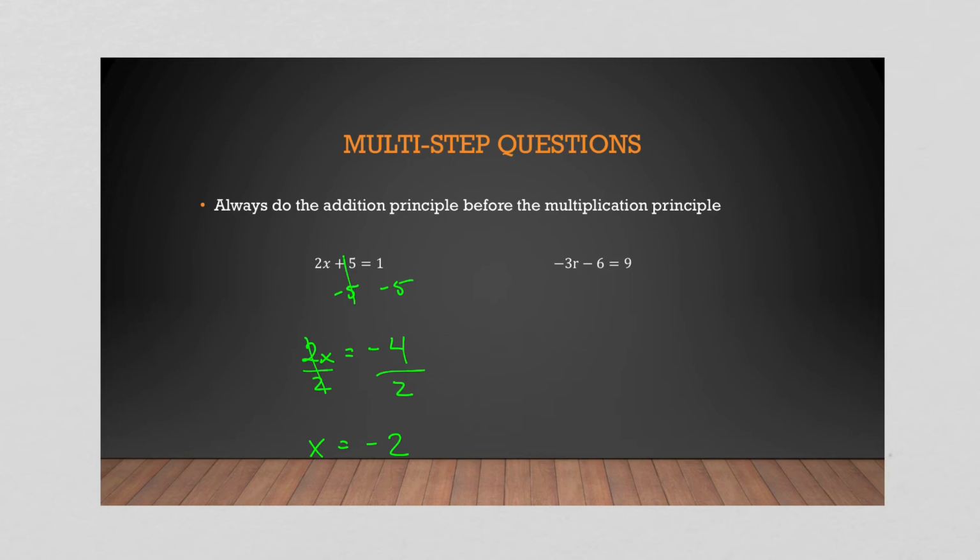That's the algebra. So next one, I want to get rid of that negative 6. So I'm going to add 6 to both sides. And negative 3r equals 15. Divide by negative 3, divide by negative 3. R equals negative 5. So 2 steps to those ones there.